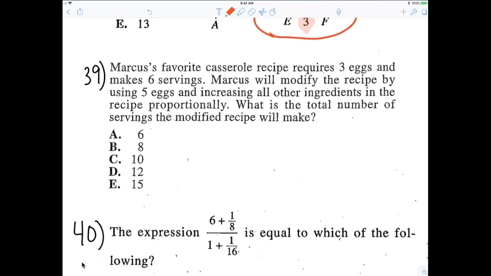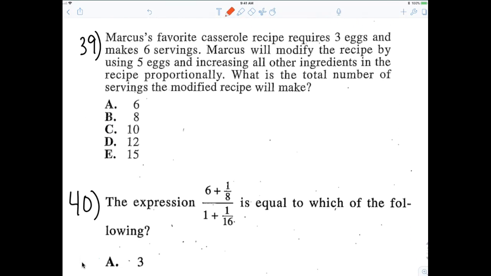All right, here we go. Marcus's favorite casserole recipe requires 3 eggs and makes 6 servings. So I write down 3 eggs to 6 servings. Marcus will modify the recipe by using 5 eggs. So where does the 5 go? On the top. And then x on the bottom. Is everybody with me? Yeah.